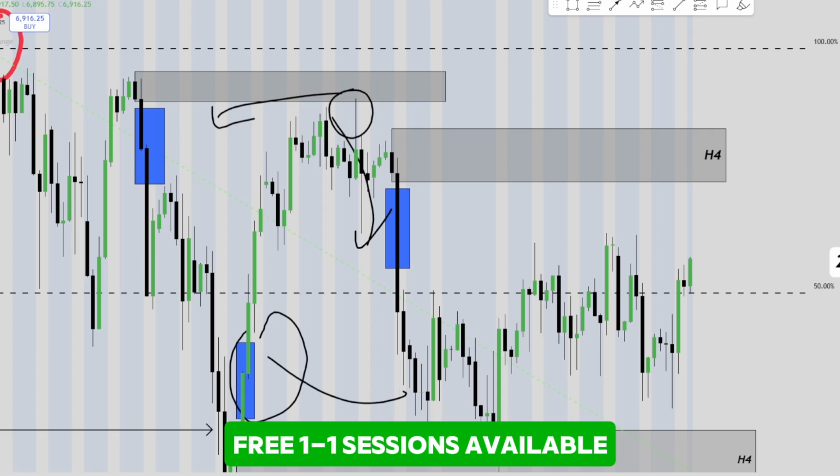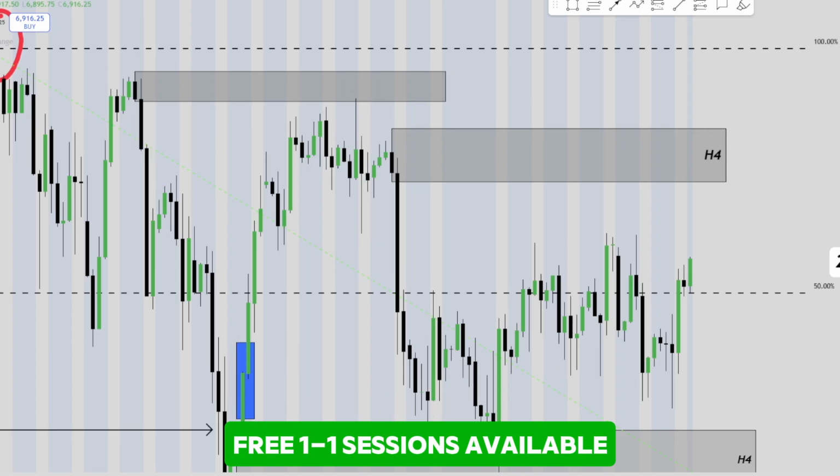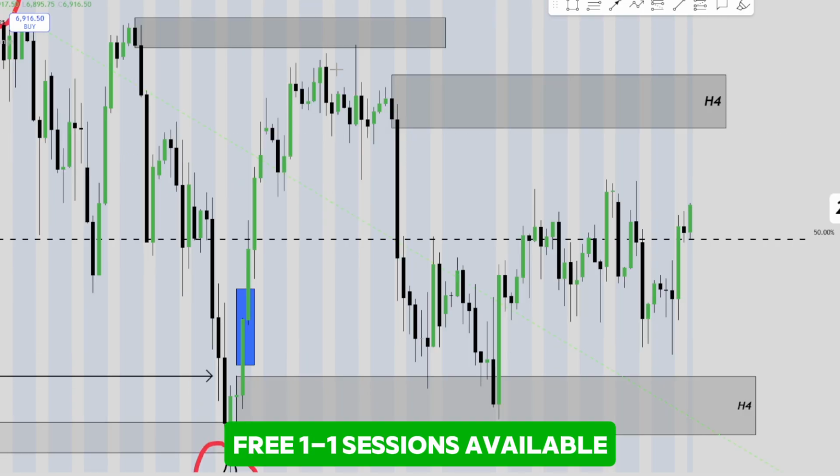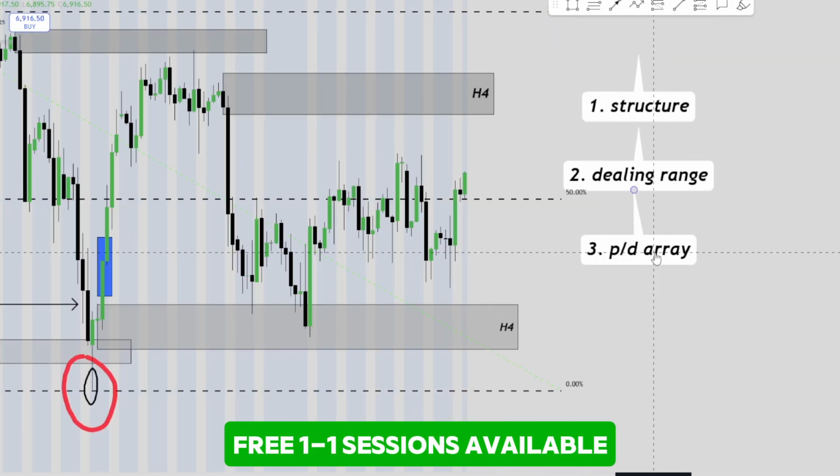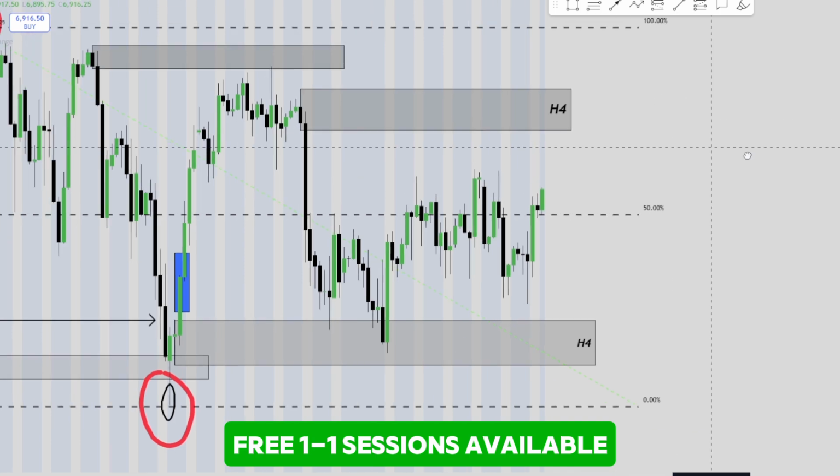This is how I use the higher time frames to piece together my analysis. So this is the order that I use. Just going to bring things over here. We have structure, dealing range, PD arrays, and fair value gaps. Those are the 4 steps on the higher time frames.